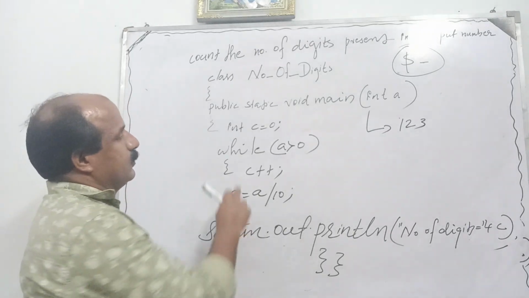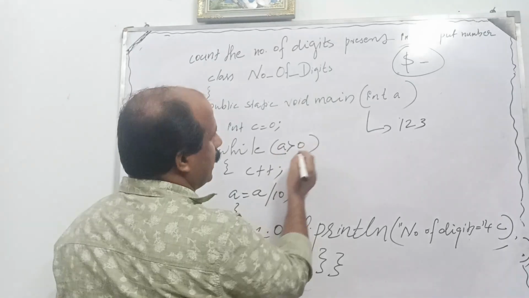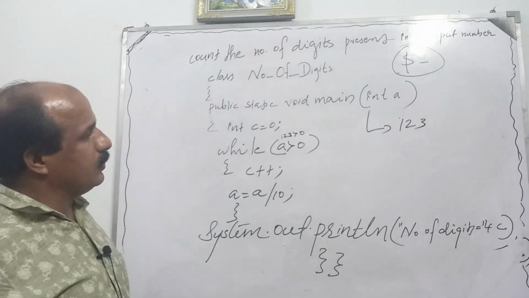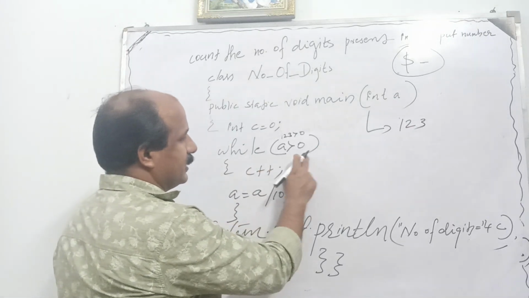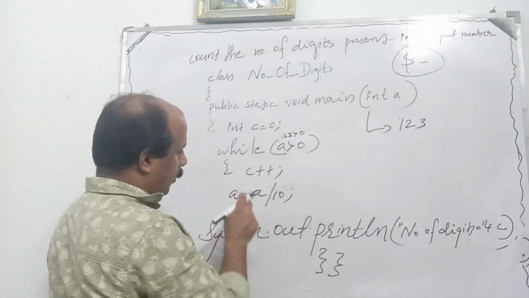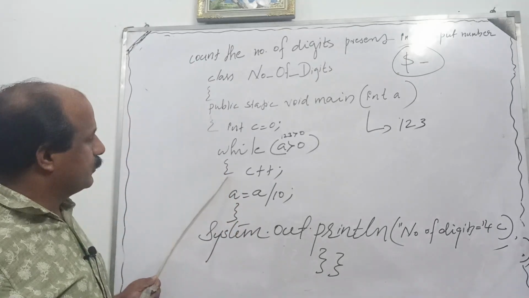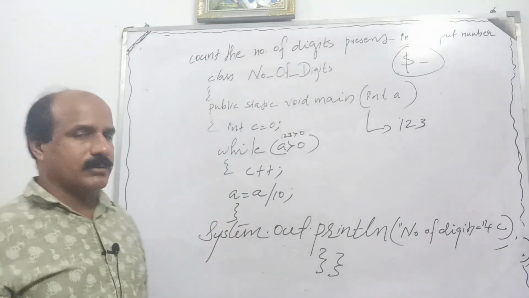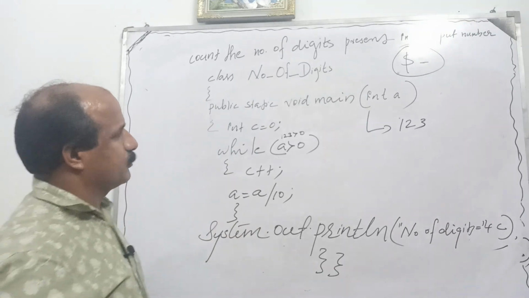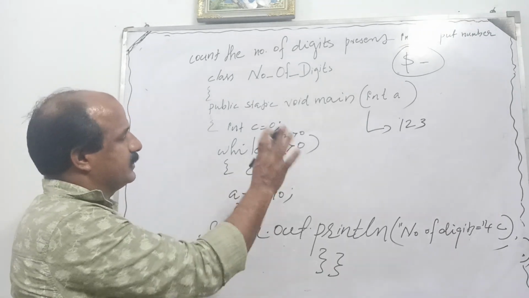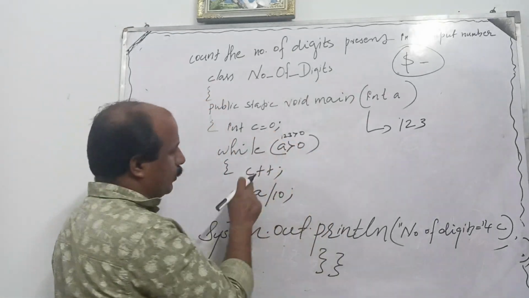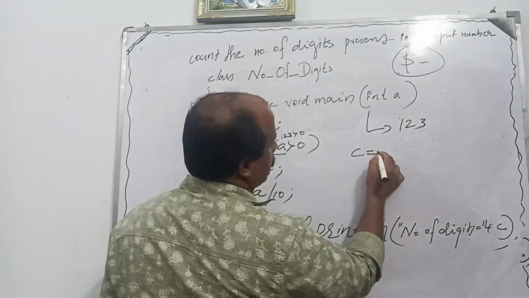Okay. Now while a greater than 0. A means 123, greater than 0. Is it greater than 0? Yes. So this test expression is evaluating to true. True means this block of statements will be executed. What is the block? From here to here, this is the block that will be executed. So since the condition is true, let us see. C++ without any condition. What is the value of C? C is 0. Now C++ means the value of C will be 1 now.